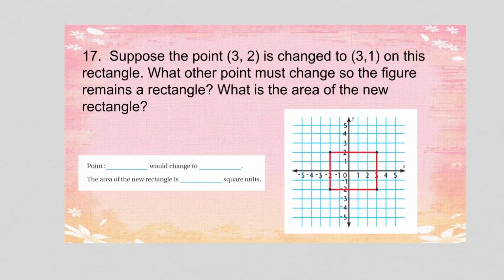All right. Most people got this one correct. I got this one. Okay. It wants to know 3-2 and it's changed to 3-1 on the rectangle. So I'm going to go over to 3-2. So this one is 3-2 right here. And it wants me to change it to 3-1. So if I change that to 3-1, then I'm going to bring this one down also. So I changed it so it can still be a rectangle, right? So I brought that one down.